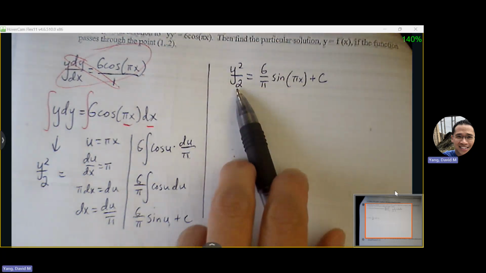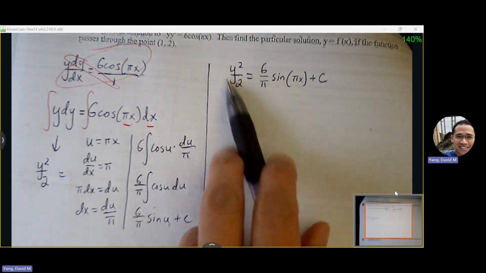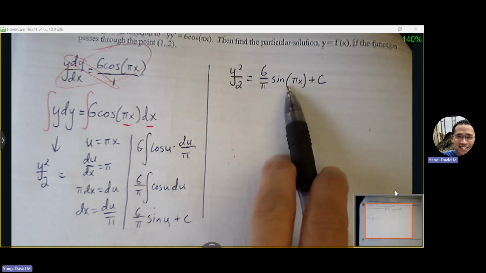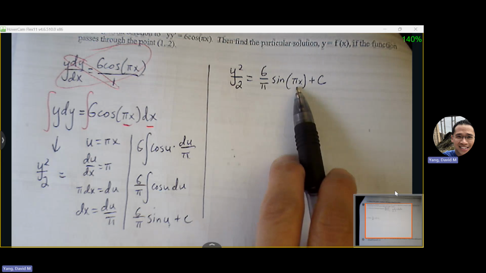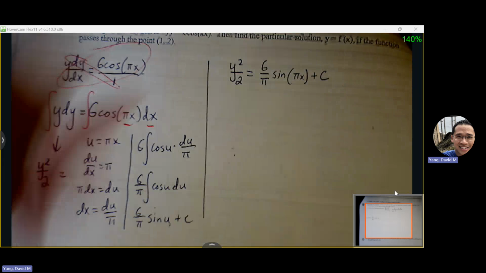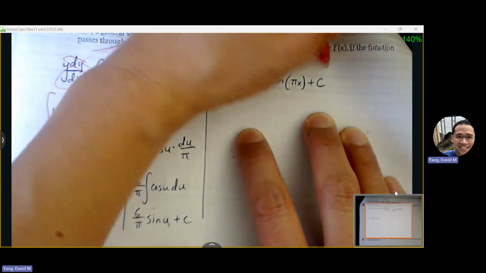Everything's at the function level now. We took the antiderivative on the left. We took the antiderivative on the right. We went through u substitution. We converted cosine to be in terms of sine, and we brought back our x. It says to find a general solution, so we can just multiply through by 2 here.